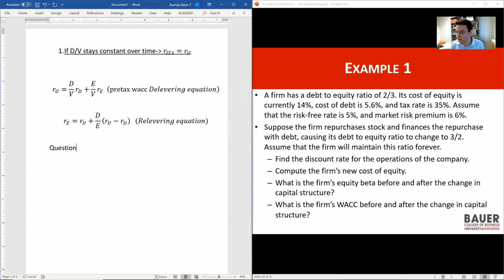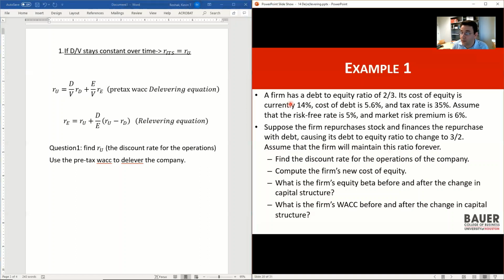So question 1, find RU. That's the discount rate on the operations. We forget about capital structure and just focus on the operations. Well, what are we going to do to get that? Well, it's the delevering equation, the pre-tax WACC. Which company are we going to delever? We're going to delever using the data that we have available.